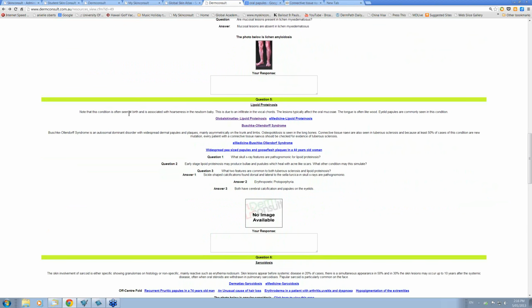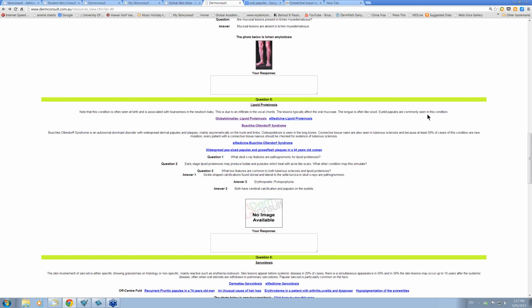Just to reiterate it, often seen at birth, associated with hoarseness in a newborn baby. That's because there's infiltration of this lipoid material, hyaline material, into the vocal cords, and the lesions affecting the oral mucosae. Tongue is often like wood, so it's a thickened tongue. You know, a large tongue is also seen in cretinism in a child that's born with hypothyroid.